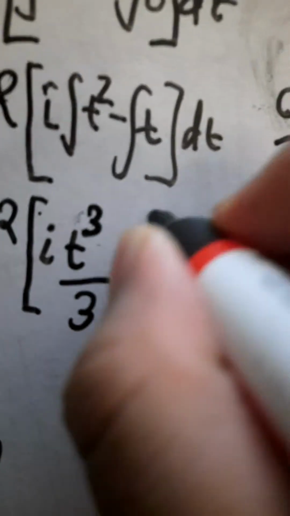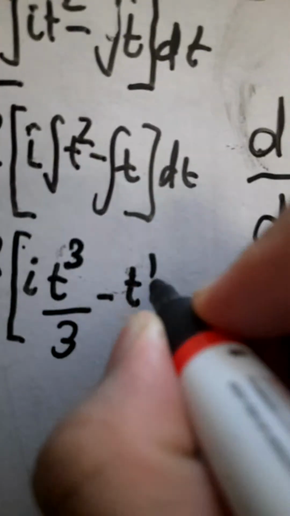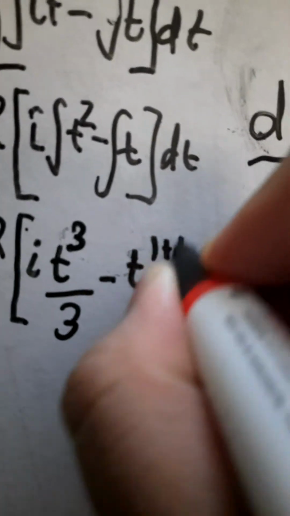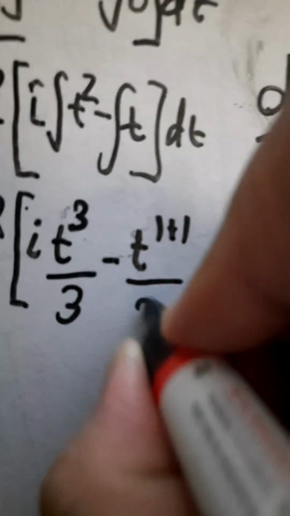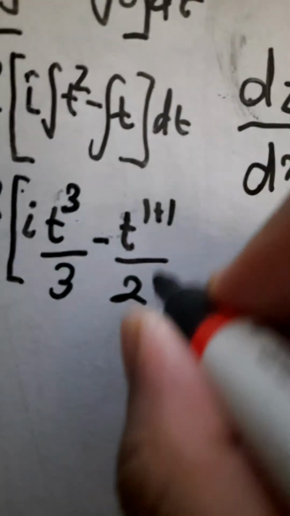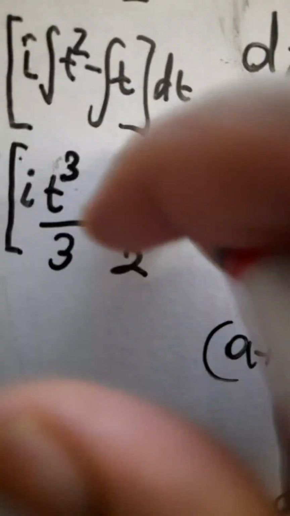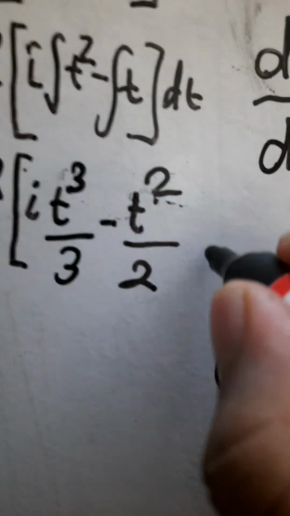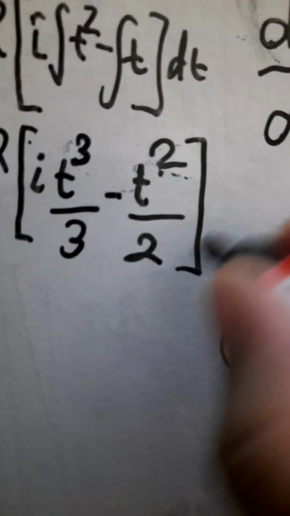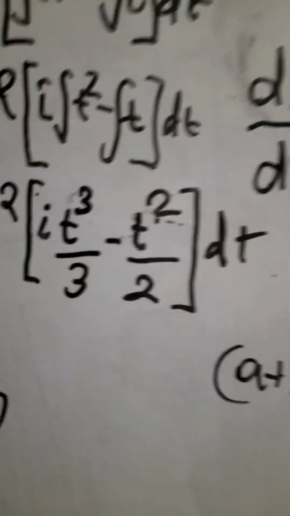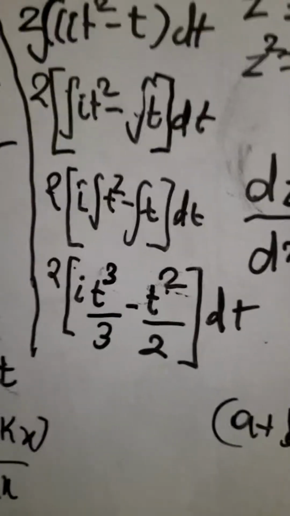Same we have to do here. T raised to 1 it is, so we have to add 1 here, becomes 2. We have to divide by that new added power, 1 plus 1, which is 2. Here I divided by 2. Here we get t raised to 2, t square. Now dt. Now there is a bigger problem.